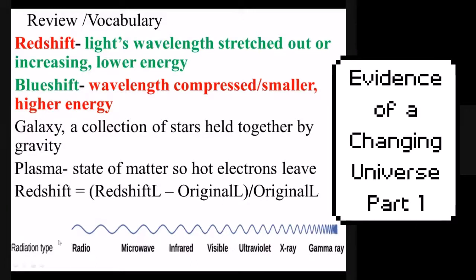Looking down here, we have the electromagnetic spectrum. Notice that the higher energy things like X-rays and gamma rays have a shorter wavelength than lower energy things like radio, microwave, infrared. So as you move this way, energy increases and the wavelength shortens. As you move this way, energy decreases and wavelengths increase.